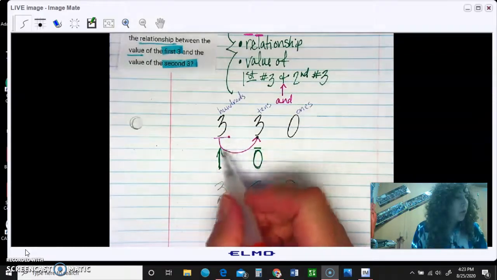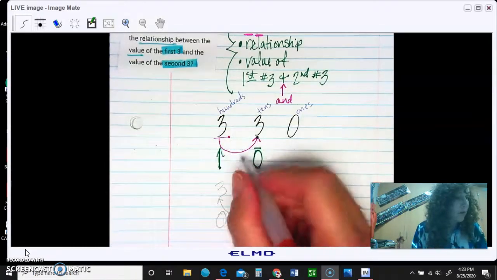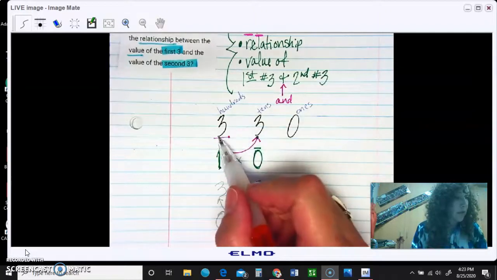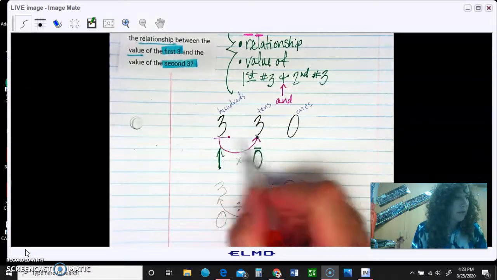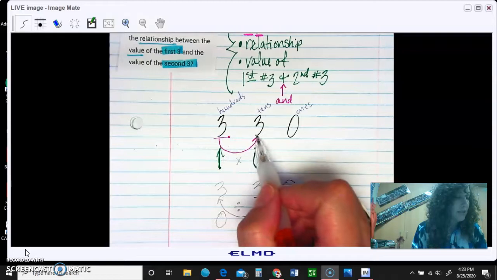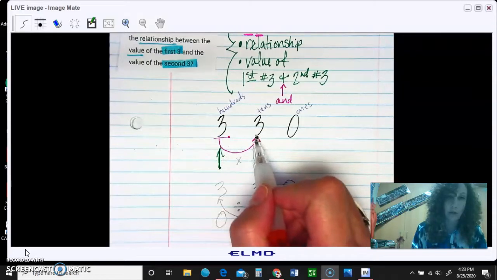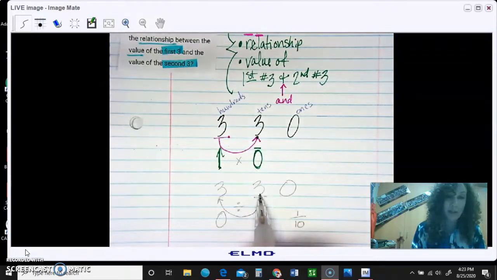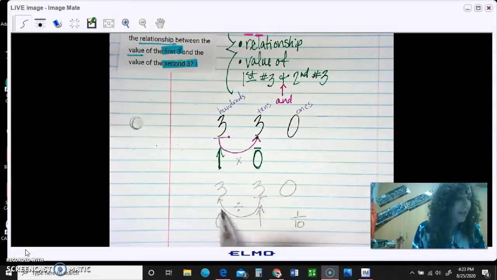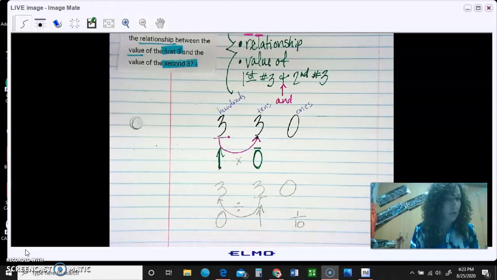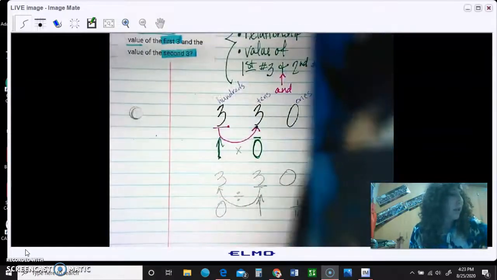Okay, so when we go this way, we are multiplying. This 3 is 10 times greater than this 3. But this 3 is 1/10 the value of this 3. I know it's confusing. Okay, I know that. But it's something that you need to get your head wrapped around. Okay, so let's take a look at another one.